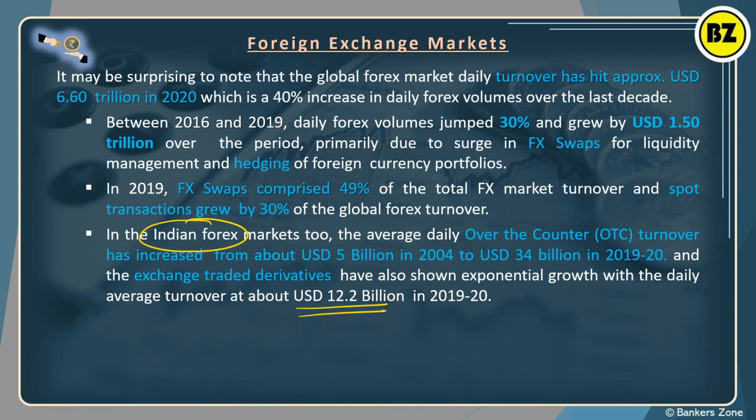In India we have a daily turnover of 12.2 billion dollars. In case of global, what is the turnover? Globally, we have 6.6 trillion dollars turnover. For India we have 12.2 billion dollars turnover. Okay, those two key points you have to remember.